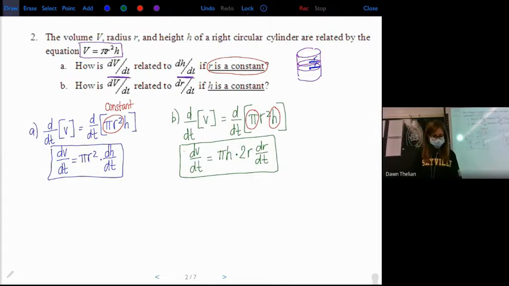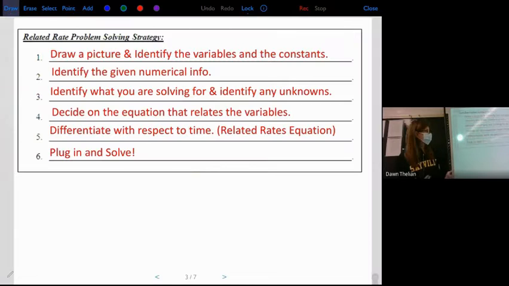At the bottom of the page, I figured it would be helpful if we write out some steps that we'll be following to answer the next questions, where we're not just being asked for a related rates equation. When you're given a related rates problem, if you're not given a picture, it's very important that you sketch some sort of picture so that you can identify the variables and the constants. Step one: draw a picture and identify the variables and the constants.